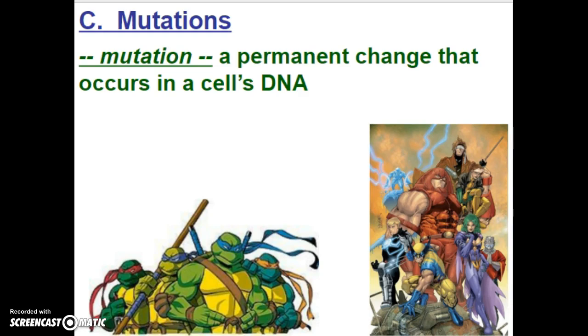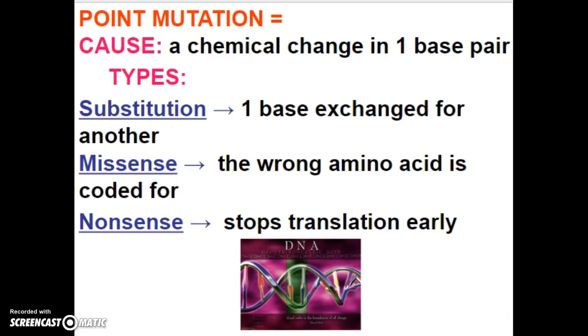It all depends on where that mutation is taking place and how that mutation occurs. But a mutation, any kind, good, bad, or indifferent, is a permanent change that occurs in a cell's DNA. And there are different types of mutations. A point mutation is where at a certain point along the DNA molecule, there's been a chemical change in one base pair. Types of point mutations.